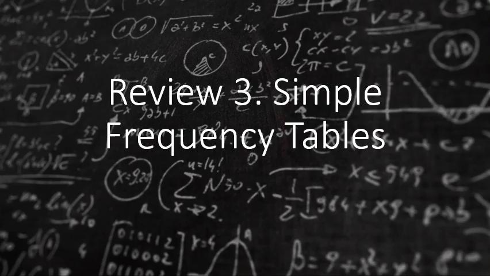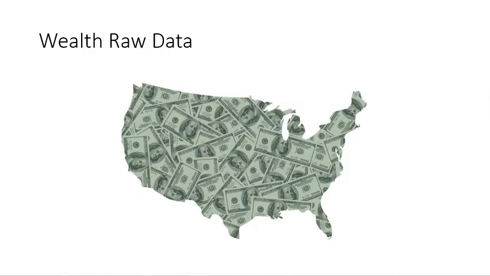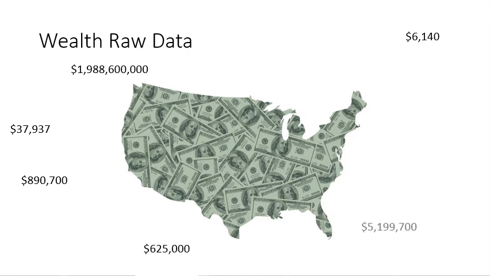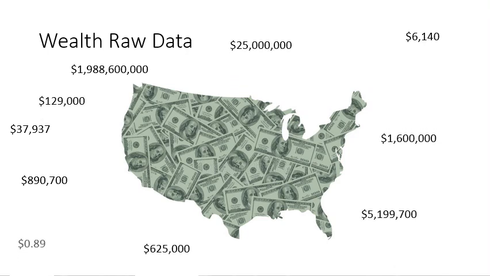So this is going to be a review of how to organize data into a simple frequency table. We can think of raw data on wealth, and we can think of the numbers looking like this. Let's say these are the relative amounts of assets that a bunch of individuals have in this country, and we can think of all of these different numbers coming up.